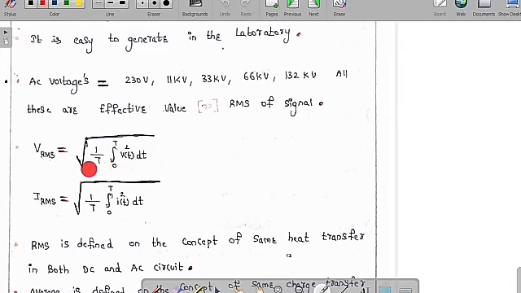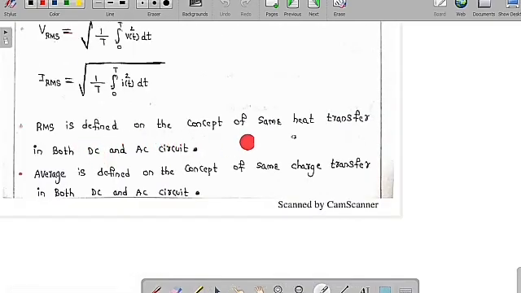See, RMS value is equal to the square root of 1 by T into the integration from 0 to T of v of t whole square into dt. Similarly, I RMS is equal to the square root of 1 by T into the integration from 0 to T of i of t whole square into dt. RMS is dependent on the concept of the same heat transfer in both the DC and the AC circuits. If you keep the DC source and the AC source connected for the same amount of time for a given load, the amount of heat dissipated in both is going to be equal. That is the meaning of the RMS value.